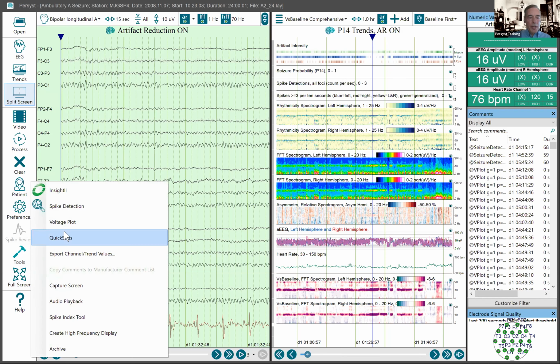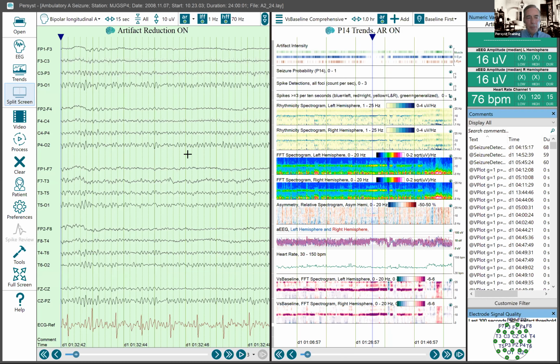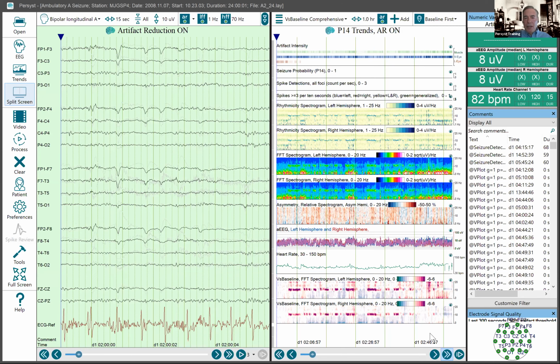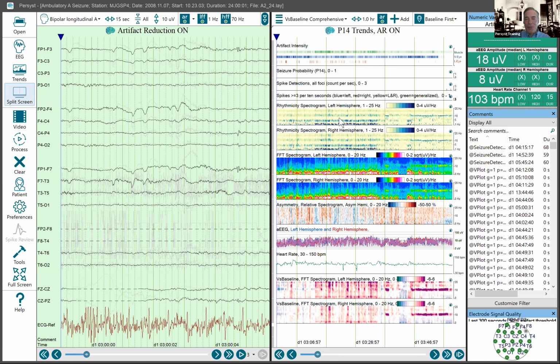Even under the tools menu, there's a quick stats. I can just drag a box around this and get a quick amplitude and frequency measurement pretty easily. So let's go a little further along. And here I can see some mushy stuff. That's a scientific term, mushy stuff, down at the bottom of this rhythmicity spectrogram.